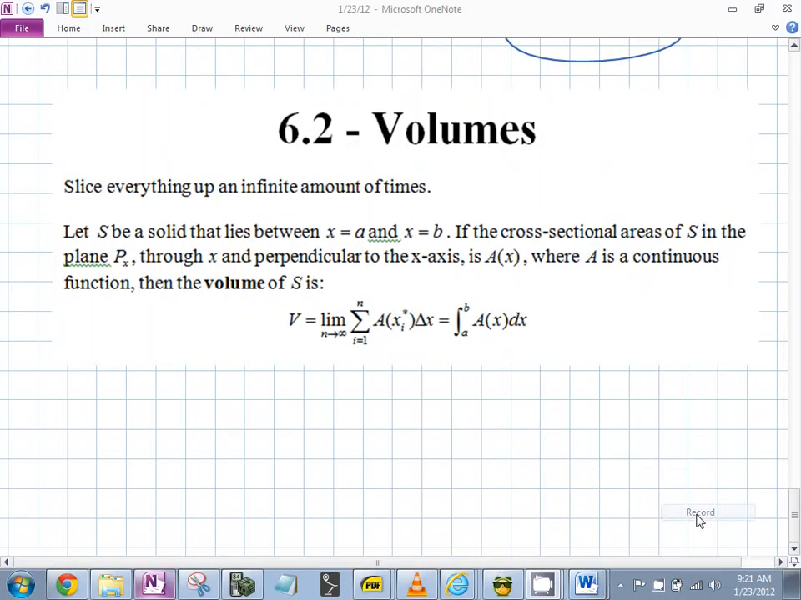Let S be a solid that lies between x equals a and x equals b. So we're just looking at some solid. We've been looking at areas that are defined by two functions, with the two intersection points. If the cross-sectional area of S in the plane P_x through x and perpendicular to the x-axis, so we're slicing this perpendicular to the x-axis. You have a shape, and you're just slicing it up perpendicular to the x-axis. Where A is a continuous function, then the volume of S is this thing right here.